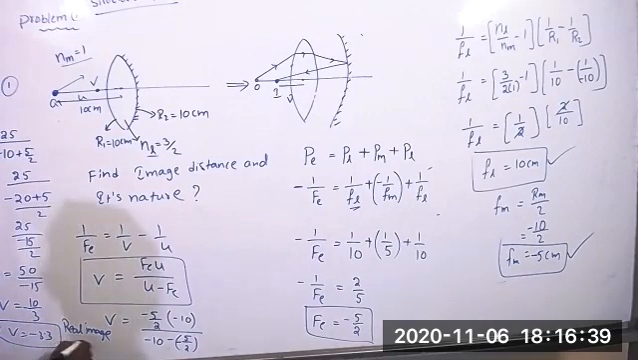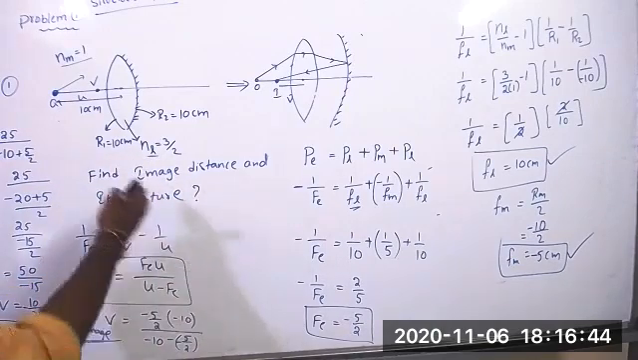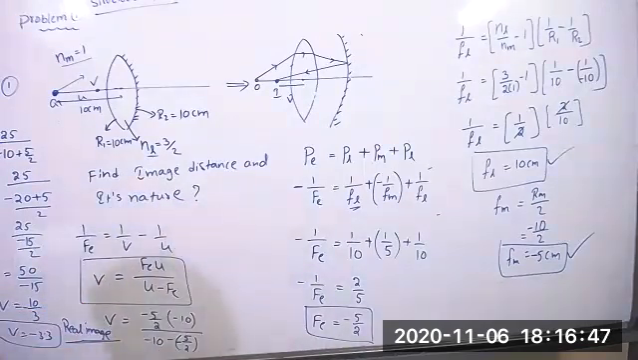Concave mirror forms real image only, no? So you got real image. So this is the procedure to solve some.